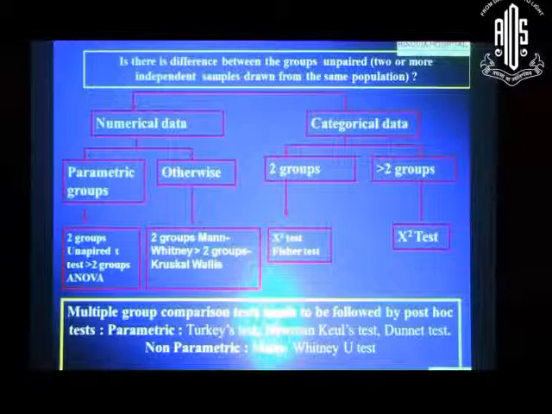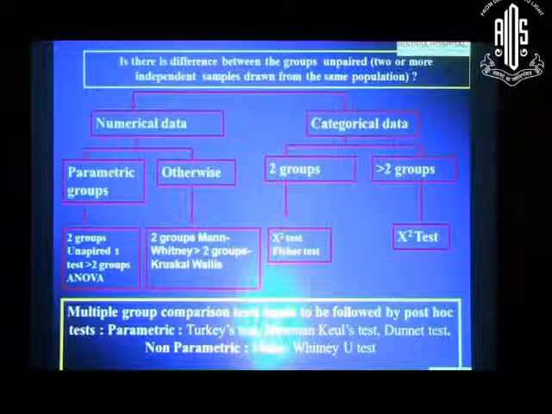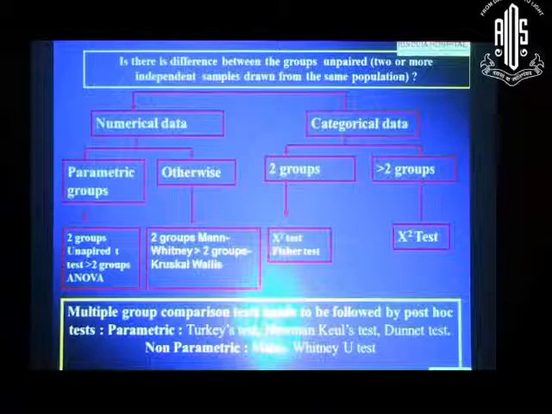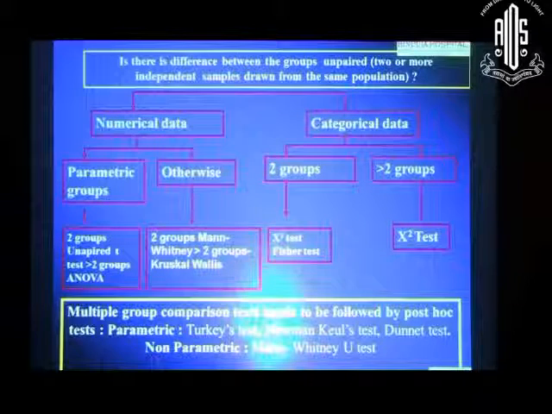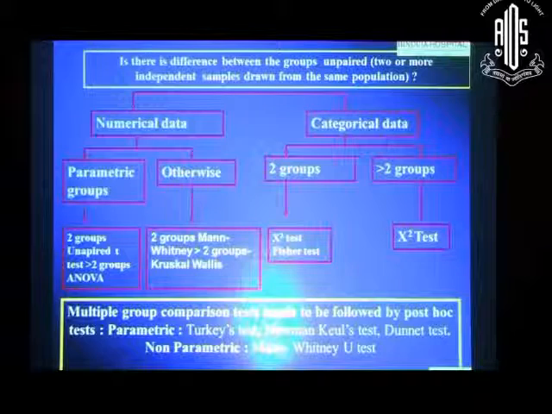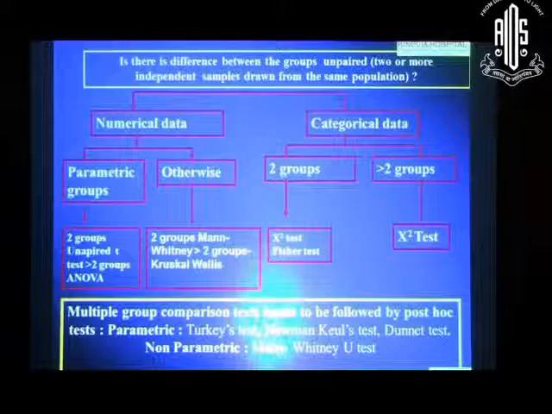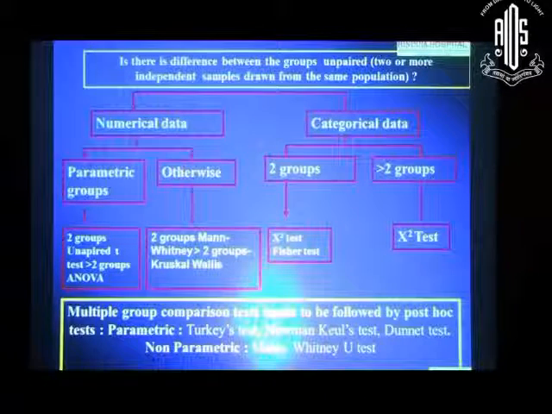And in this, the first thing that you should know is what type of question you are going to answer. That is, is there a difference between the groups which is unpaired? Unpaired independent samples drawn from the same population. What do you mean by an unpaired group? It means those 2 groups have no connection, or one group's measurement is not interfering with the measurement of the other group. What do I mean by that?